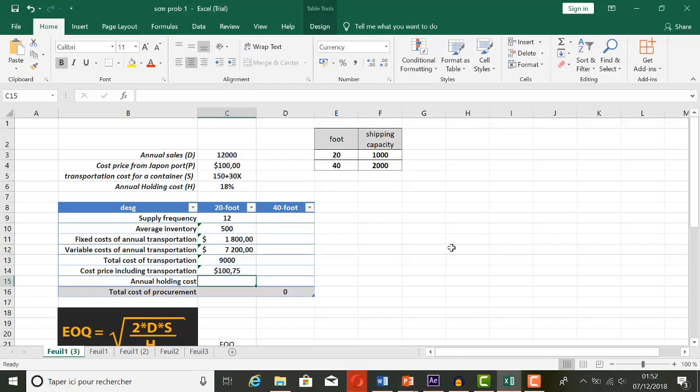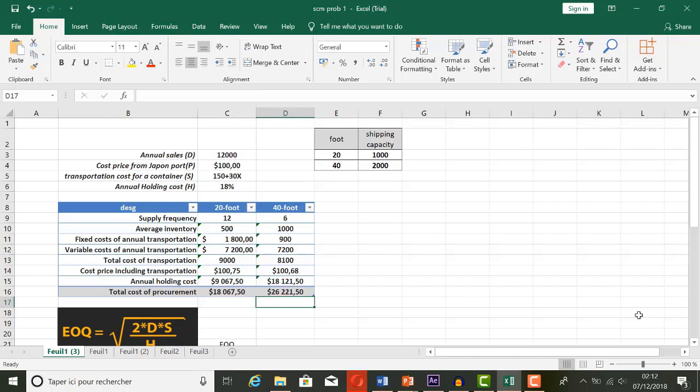For the annual holding costs, this is very important. As I've explained previously, we are usually going to find that the annual holding cost is expressed through a certain percentage. So to get this annual holding cost, we will simply take this percentage, multiply it by the cost that we pay from the port, and multiply it also by the average inventory, and this will give us $9,000. So I'm going to duplicate the same calculations for the 40 foot container, and I am going to get back to you.